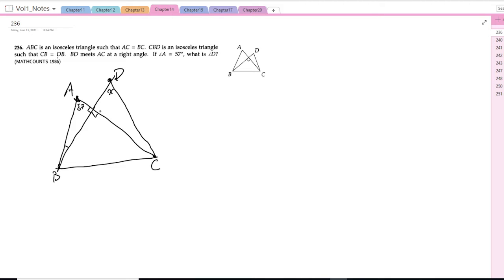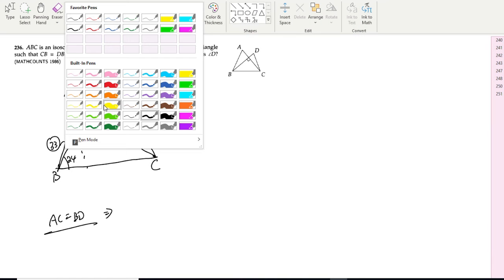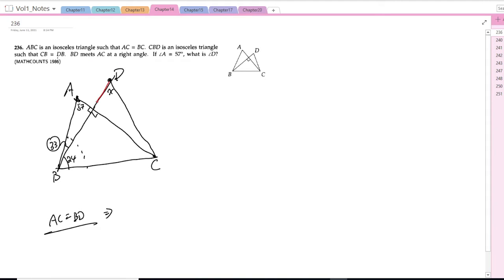So we have an isosceles triangle, and we have right triangles, okay? So now we can see if this is 57 degrees, this one will be 33 degrees, and this one, because AC equals BC, you can see this is also 57 degrees, right? So 57 minus this is 24 degrees, right? So you can see the other isosceles triangle, that's this one.